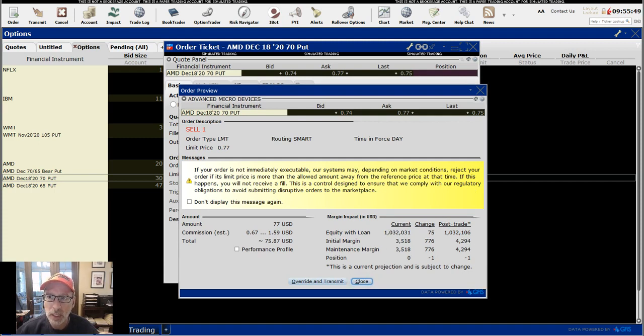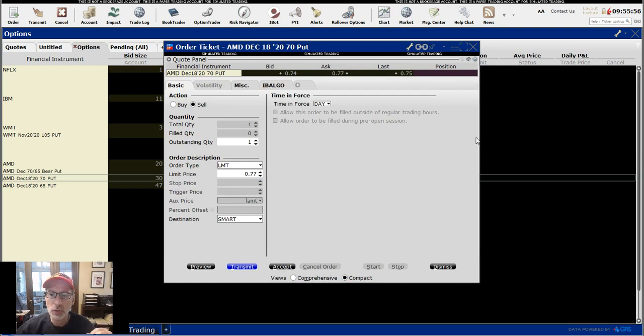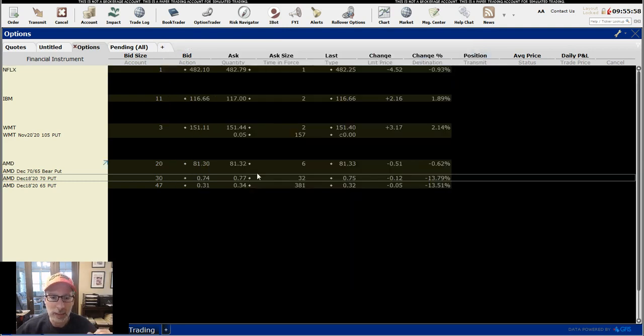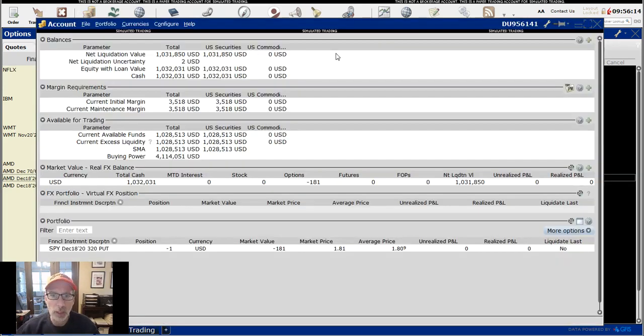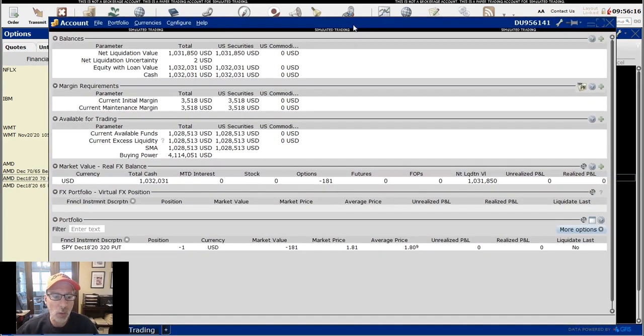Okay. So let's close this out, and I'm going to show you the account value. So when you're in Interactive Brokers, you can click on the account button right up here. This is going to show you what you have in your account, what positions you have in your account, how much cash you have, and what the margin requirement is. And I already have the account window pulled up here. So this is the account window.